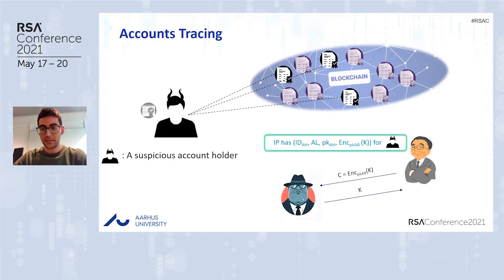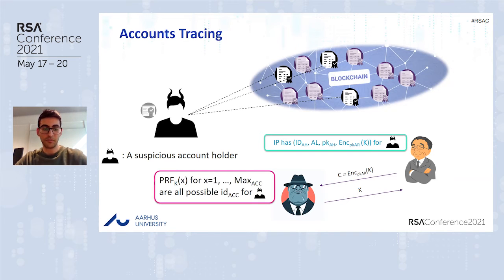So the idea is that in this case, the identity provider sends the encryption of the PRF key K to the anonymity revoker, because we are assuming that the identity provider is storing this ciphertext inside the tuple he's receiving after the blind signature protocol. He sends this ciphertext to the anonymity revoker, and the anonymity revoker decrypts, and both together can find the PRF key K. And now they can compute PRF of K on X for X from one up to max X, which are all possible account IDs that this account holder might have.